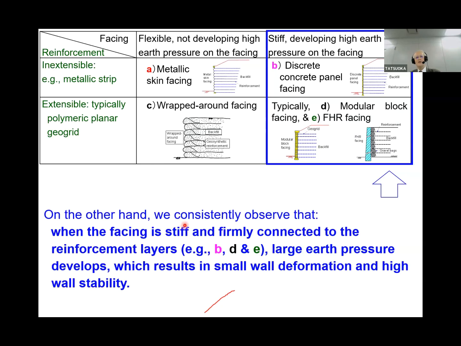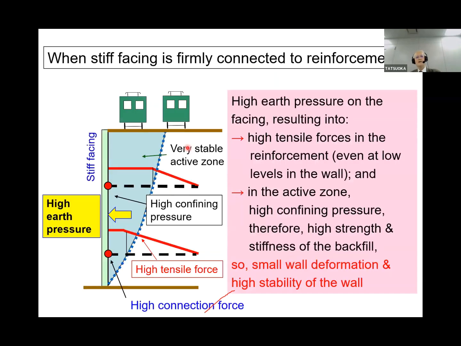On the other hand, we consistently observe that when the facing is stiff and firmly connected to the reinforcement layers, that is B or D and E, the large earth pressure develops, which results in small wall deformation and high wall stability. So when the stiff facing is firmly connected to the reinforcement, we have a high earth pressure on the facing, which results in high tensile forces in the reinforcement, even at the low level of the wall. Then in the active zone, we have a high confined pressure, therefore high strength and stiffness of the backfill. So we have a small wall deformation and high stability of the wall. This is the basic concept of GRS retaining wall.